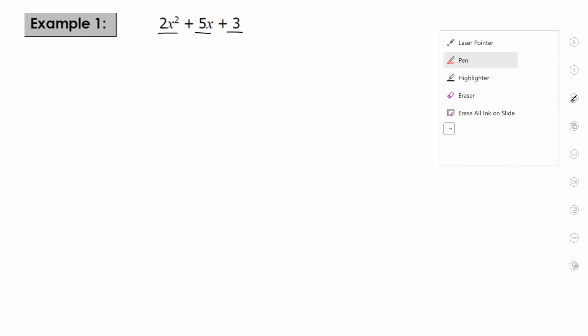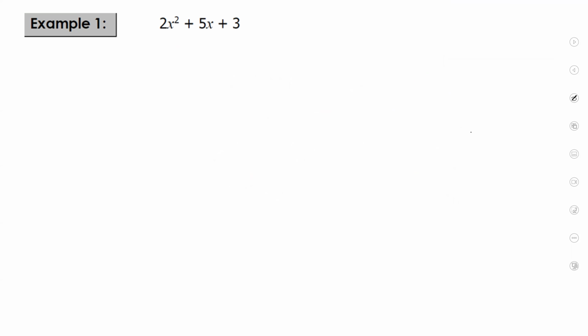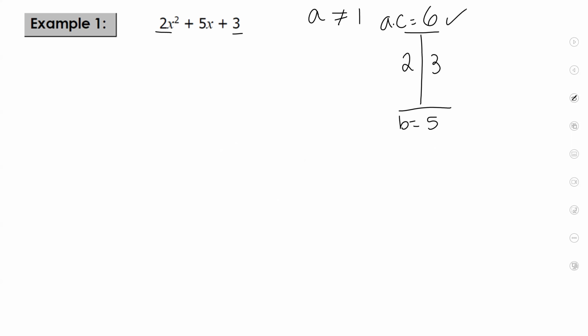So when your a value is not 1, you're going to have to do a times c up here. So we do 2 times 3, which is 6. And this is still your b value, 5. Now we can start. What are 2 numbers that multiply to 6 but add to 5? There we go. 2 times 3 is 6. 2 plus 3 is 5.